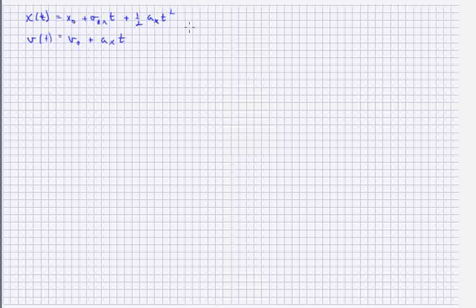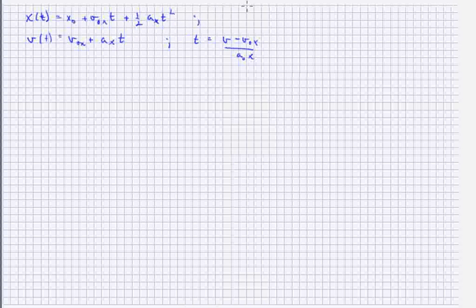Okay, so I can use the second equation here to solve for t, and that would be this expression. Let me add a little x subscript over on the other equation here. t is equal to v x minus v naught x over a sub x. And so the big idea here is we're going to solve this equation for t, substitute that into here, and we'll get an equation that does not have t in it.